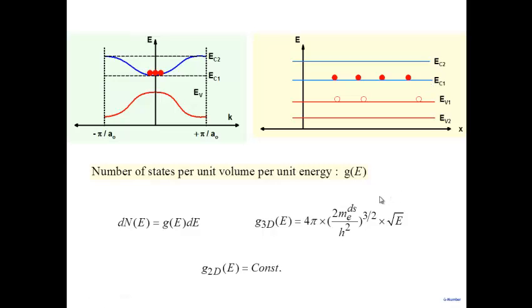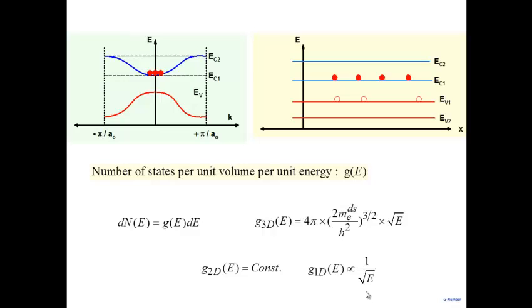Similarly, if I took a 2D semiconductor, 2D means it's a sheet, right? And it's a sheet of semiconductor. There one can show that the density of states is a constant. If I could make a wire, meaning a 1D semiconductor, then one can show that the density of states goes as 1 over square root E.